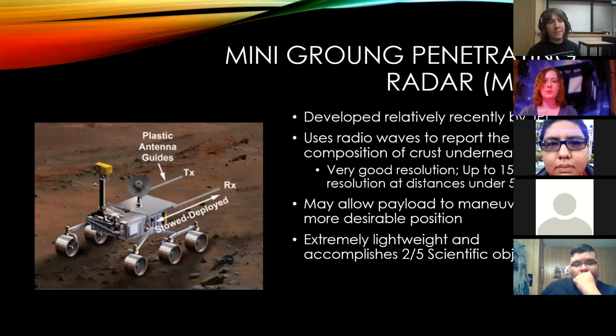Next up, we got the Mini Ground Penetrating Radar, or MGPR, weighing in at 0.045 kilograms. This is an excellent device for our small criteria. It was developed relatively recently, and it uses radio waves to report the composition of crust underneath. It's got great resolution, up to 15 centimeters at distances under 5 meters. As we're in section 2 of Mars, where there's discontinuous shallow ice within 5 meters of the surface, it's perfect. We expect to find ice that shallow where we're at.